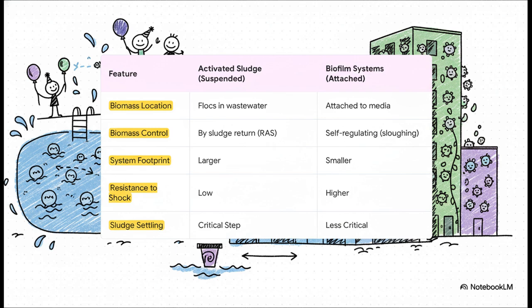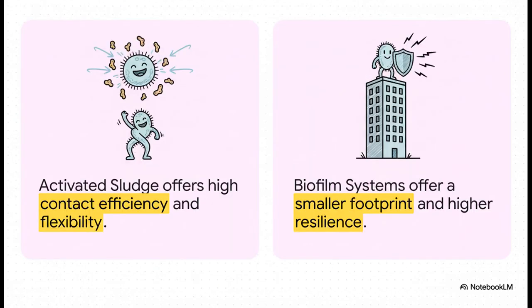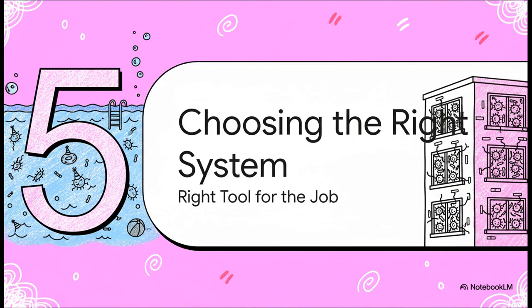And just look at those last 3 rows. It's so clear. Biofilm systems take up less space, they're more resistant to shocks, and settling the sludge afterwards is just far, far less of a headache. So, at the end of the day, it really boils down to this. Activated sludge gives you incredible contact efficiency. I mean, every single microbe is just surrounded by food, and it's very flexible to operate. But biofilm systems, they give you a much smaller footprint and way higher resilience. It's a classic engineering trade-off, right? Performance versus robustness.